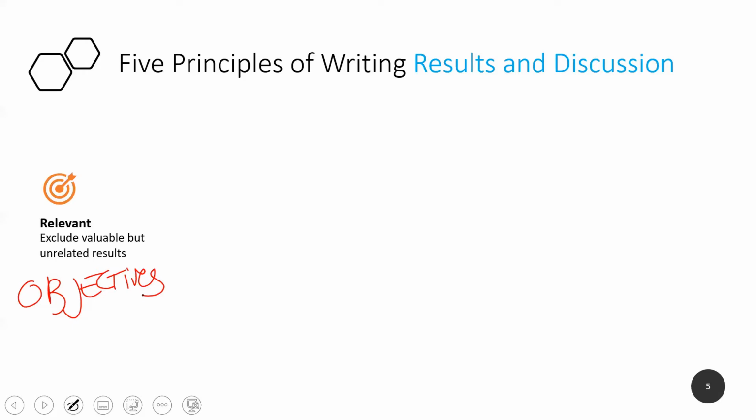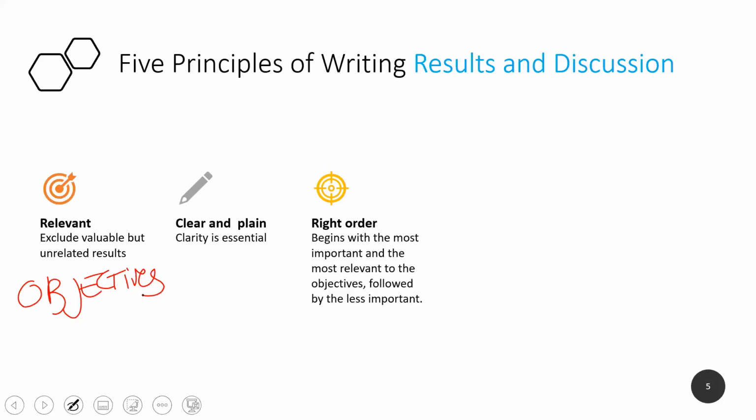Because you had objectives, you want to use evidence to prove that you met your objective. Again, it must be clear and plain, because clarity is always essential. And you present in the right order. Okay, what kind of order? You present it in the order of importance. You begin with the most important, followed by the less important, and the least important will be presented last.